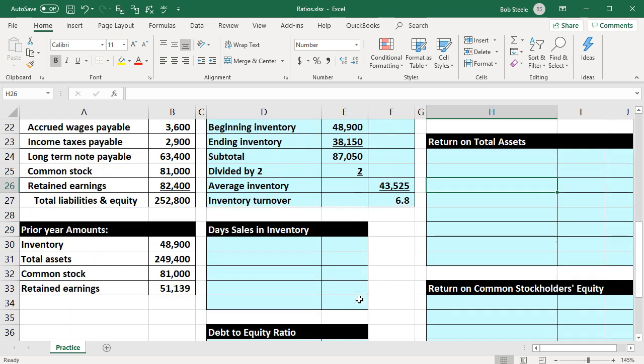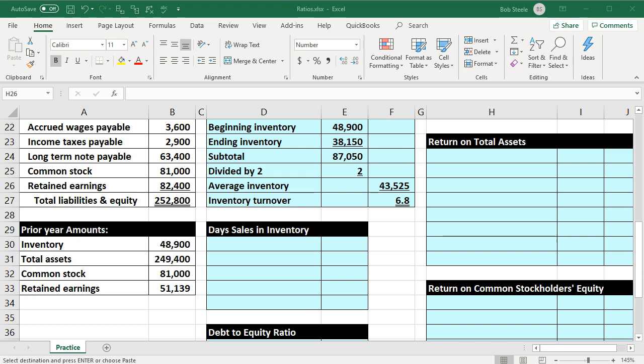Next, we'll take the days sales in inventory. We're going to start and compare again the inventory to the cost of goods sold. So anytime you think about inventory and sales, you're thinking about those related accounts, the inventory and the cost of goods sold.